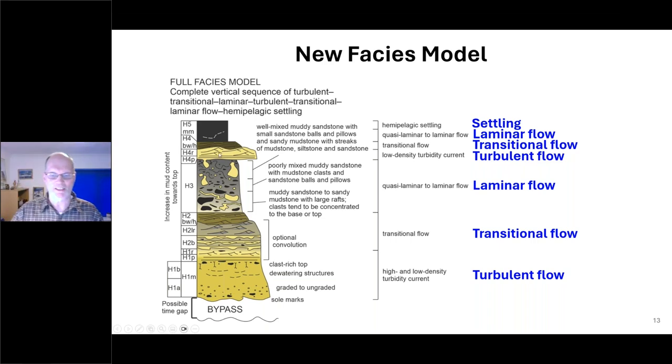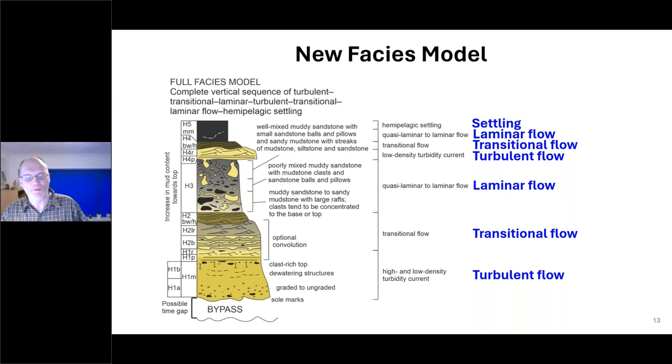Particularly interesting is that a repeat of H1 to H3, but in finer grained sediment, occurs in H4 to H5. So we find turbulent flow facies in the lower part of H4, we find transitional flow facies in the upper part of H4, and H5 can be massive and has a hemipelagic origin, or it can consist of mud with silty, swirly structures, which we interpret as muddy debris flows.